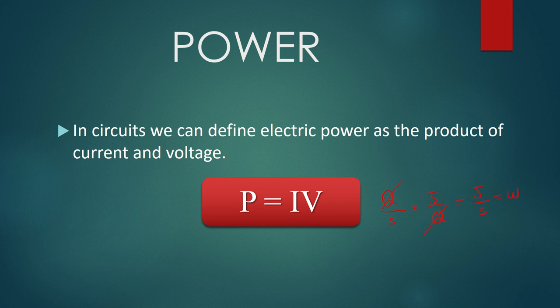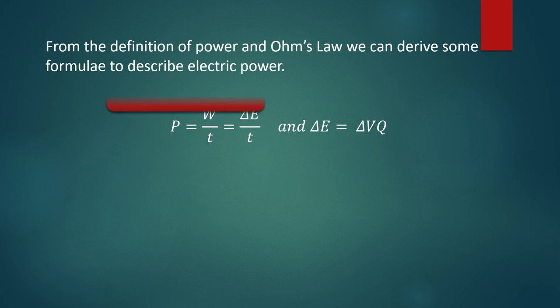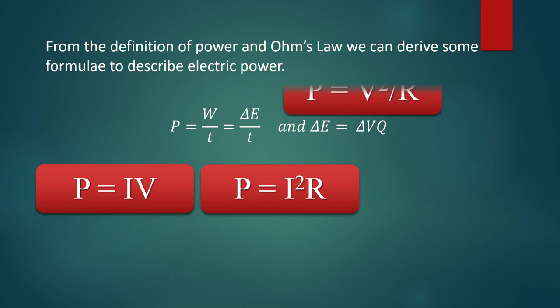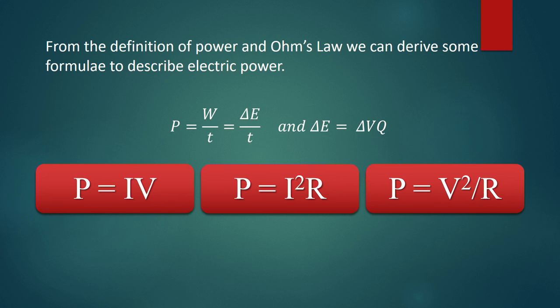But we can also take Ohm's law and the definition of power and combine them to get two more definitions for power. So that's what I have on this slide here. From the definition of power and Ohm's law, we can derive some formulas to describe the electric power. In the middle here, just a reminder that power is defined as work over time, or change in energy over time.